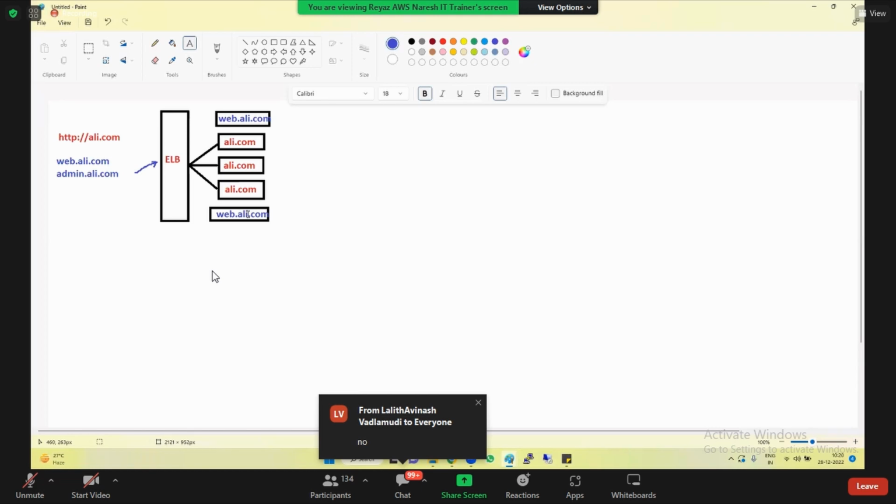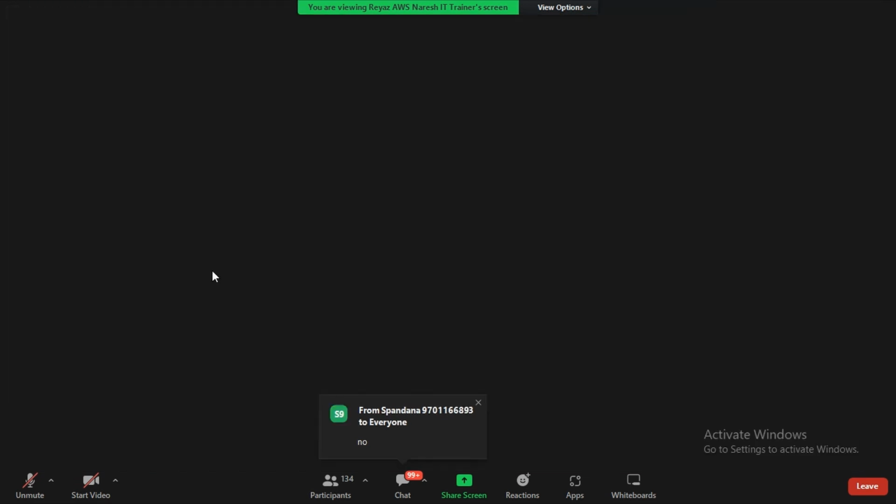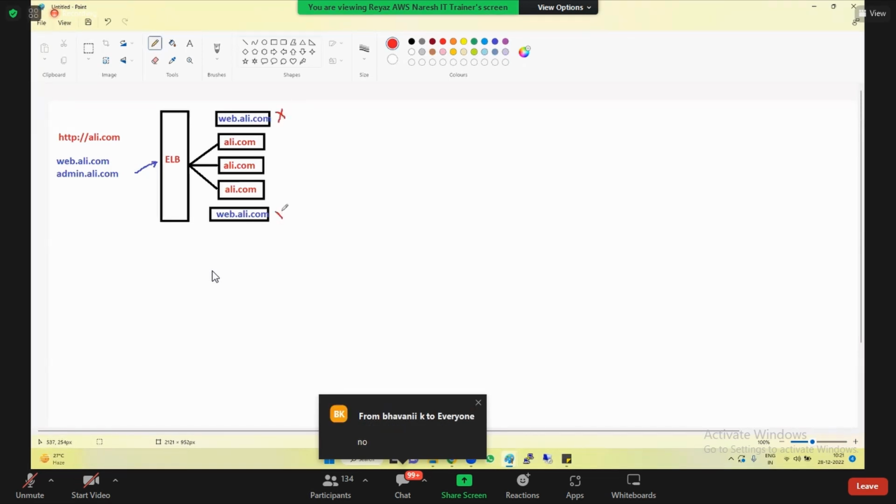Guys, I told you, what is the thumb rule to have high availability? Redundancy. So is it good to have ali.com and web.ali.com, two different applications with one load balancer? Then is it possible for me to do like this? With one load balancer. Okay, now you tell me, now here, for example, Bhavani comes and types the URL, so the load balancer will send the traffic.